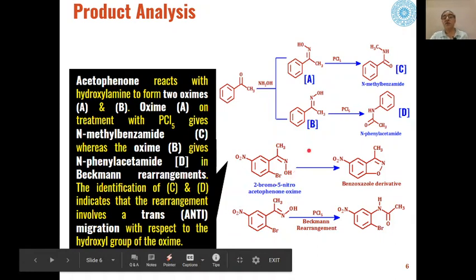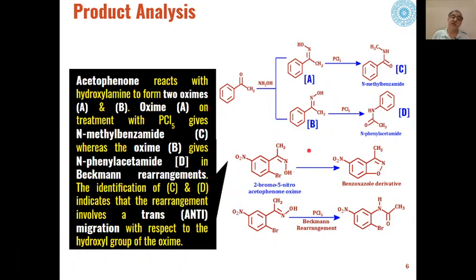Then another example of product analysis leading to the mechanism of the reaction is the Beckmann rearrangement. Now in the Beckmann rearrangement, for example, if we take the case of acetophenone, when acetophenone is reacted with hydroxylamine, we will get two types of oximes. One oxime is this one, where the hydroxyl group is anti to the aromatic ring, whereas the second isomer of the oxime is where the hydroxyl group is anti to the methyl group.